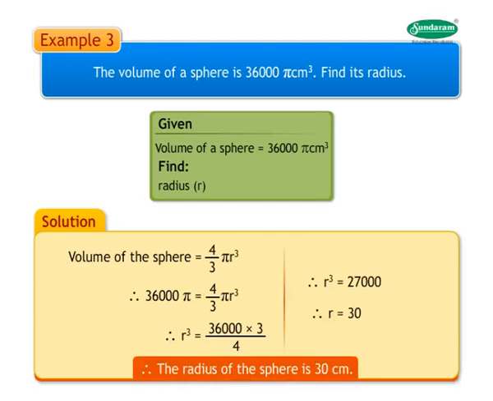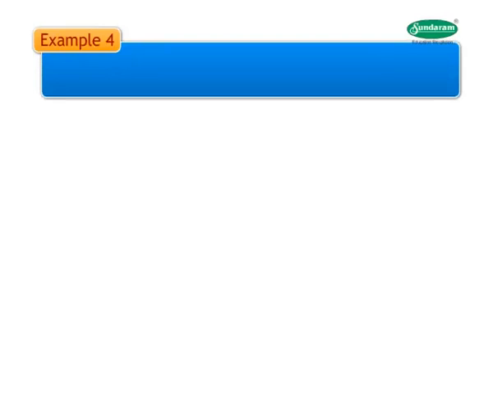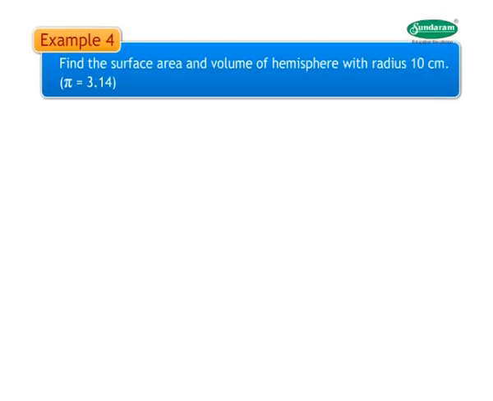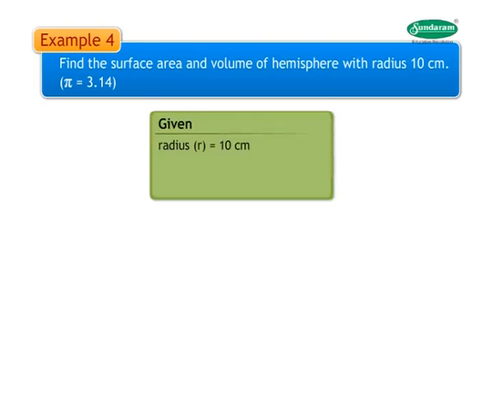The radius of the sphere is 30 centimeters. Example 4. Find the surface area and volume of the hemisphere with radius 10 centimeters. Pi is equal to 3.14. Given radius is equal to 10 centimeters. To find total surface area and volume.